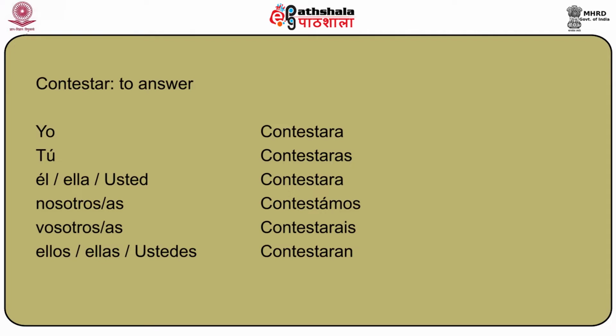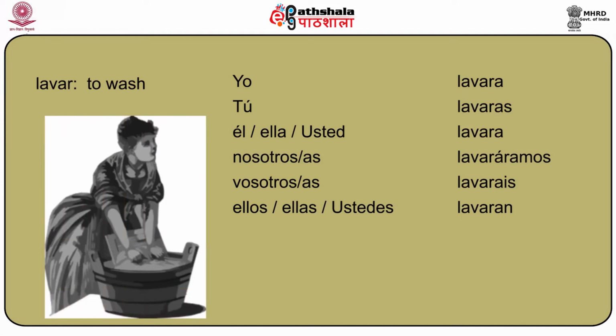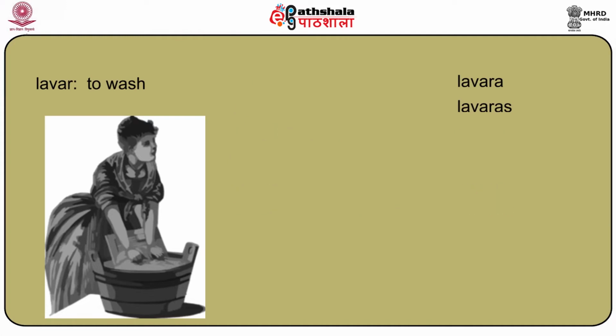Lavar is another AR ending verb which means to wash, and the preterite form of ellos is lavaron. So add the endings of the imperfect subjunctive and the conjugations will be yo lavara, tú lavaras, él, ella, usted lavara. In the plural, the forms are nosotros, nosotras laváramos, vosotros, vosotras lavarais, ellos, ellas, ustedes lavaran.